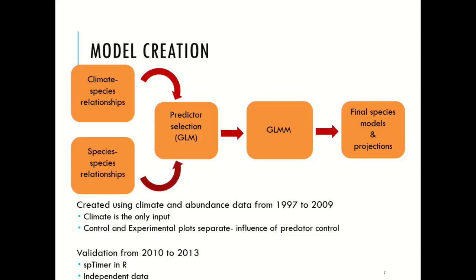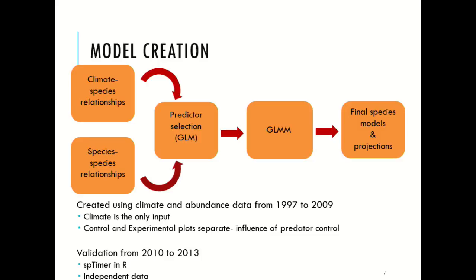And what we were trying to identify is what are the predictors of each of these species' abundances over time. So once we identified these relationships, we fed them into a predictor selection system, essentially, that used generalized linear modeling. And that is essentially a regressive technique. So you're using regressions to find out what things are related to each other. But that was just in order to find the basic subset of predictors for each organism, essentially.